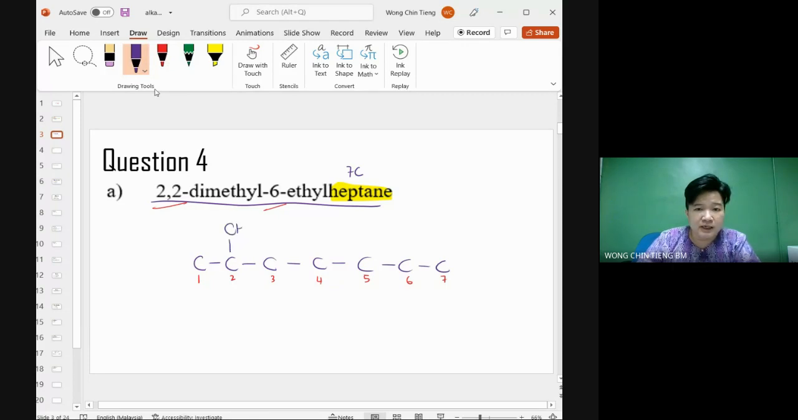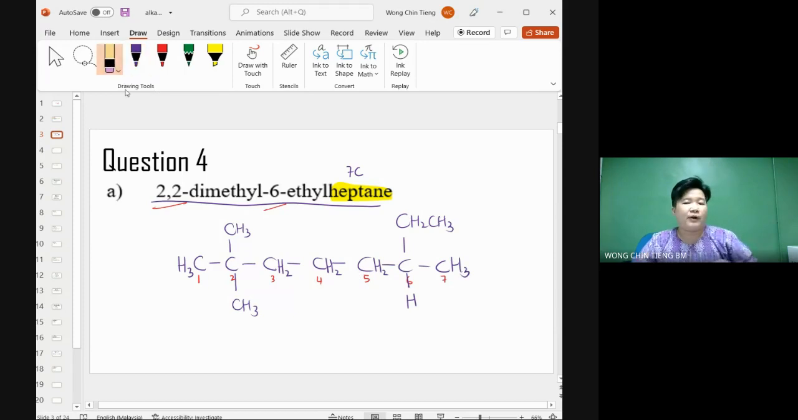So carbon number 2 ada 2 CH3. Put it down. Carbon nombor 6 ada ethyl. Ethyl means CH2, CH3. Draw according to the wrong name. And then you complete the drawing with hydrogen. So you complete everything with hydrogen. And then only you give the correct name.